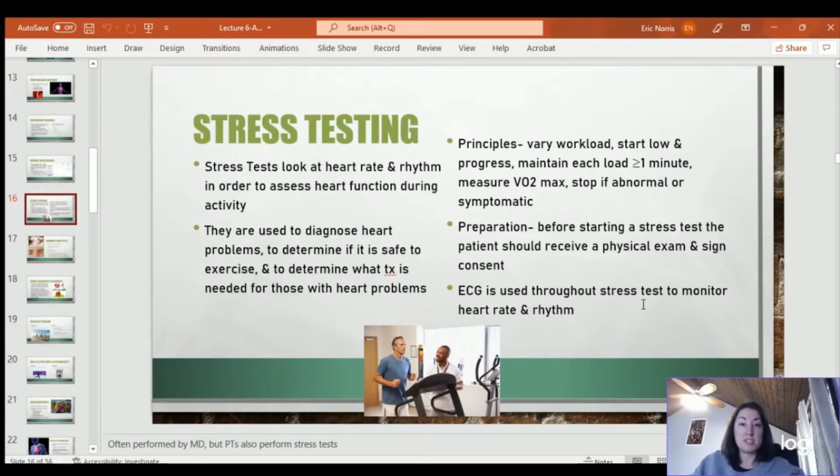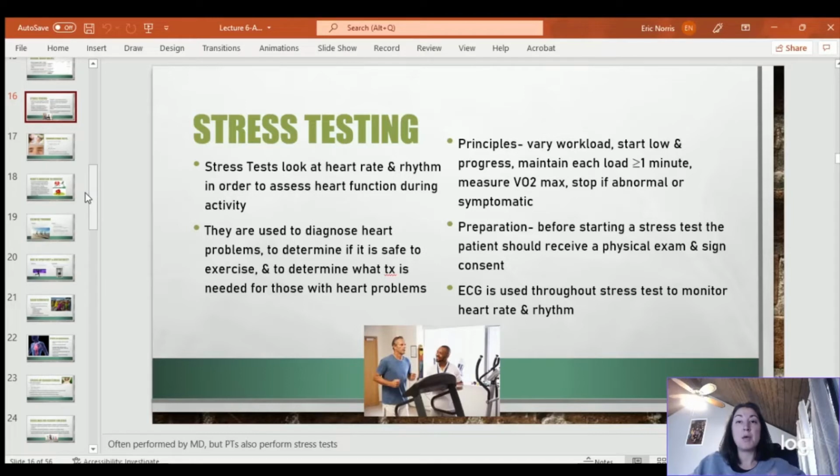And before a stress test, they still need a physical exam to clear them and say they're healthy enough to even do a stress test. And throughout a stress test, an ECG is typically used to monitor their heart rate and rhythm. These are performed by medical doctors. Occasionally, PTs might perform it in a specialized cardiac clinic, but typically it's the MD that will perform a stress test. But when they come to your clinic with heart issues, they may have values or information that has been taken from the stress test that's already been performed.